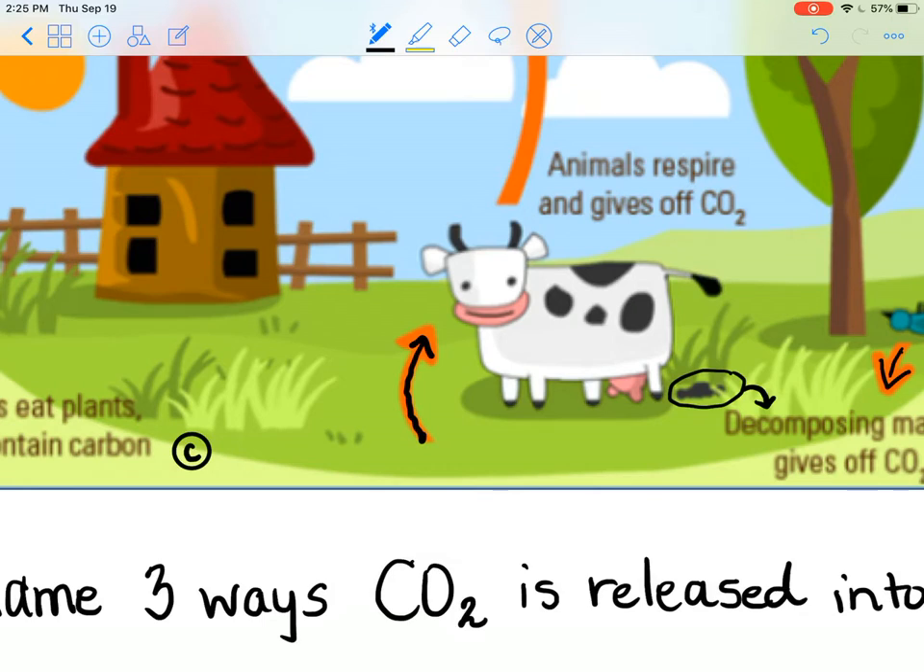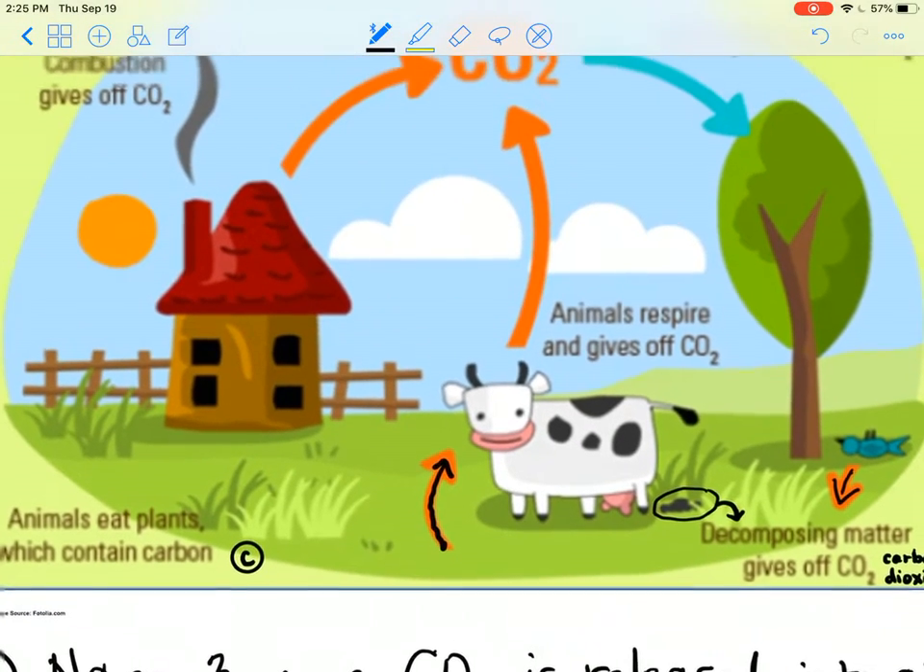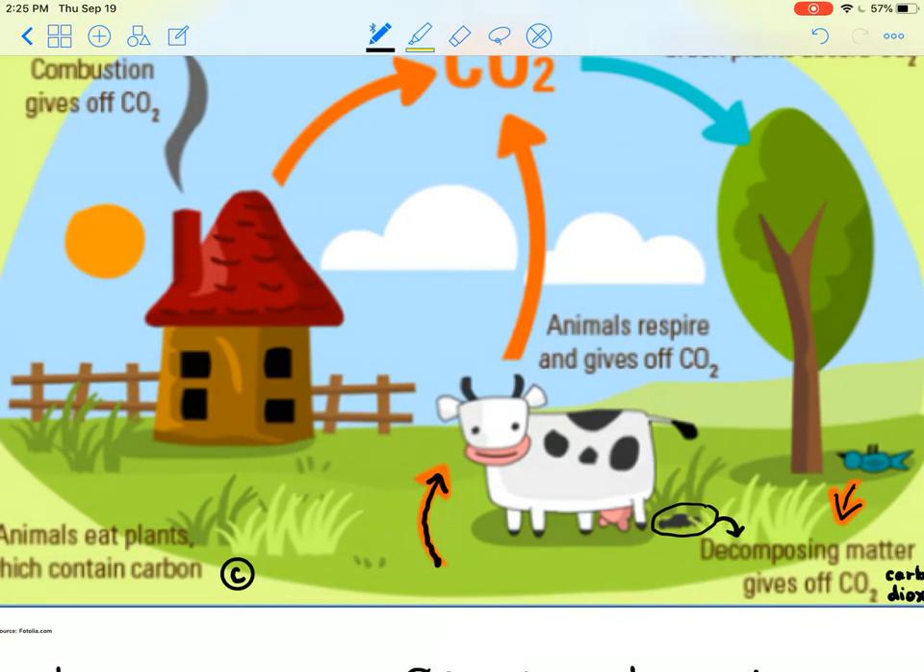Some of it goes through his belly, out his backside. That's going to decompose and give off CO2. But the cow is also breathing. So anytime you see the word respire, think of breathing. Respiration is breathing. So animals breathe and give off carbon dioxide.